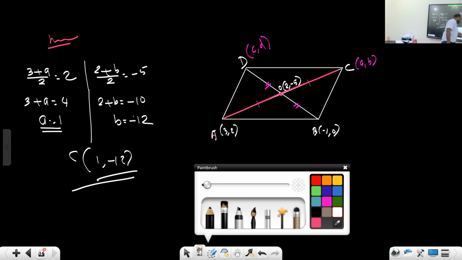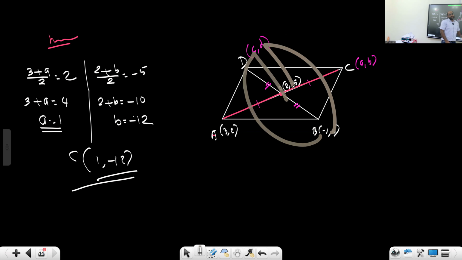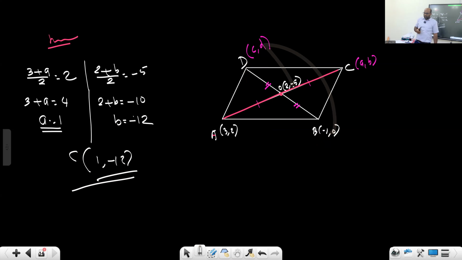Same way you can do here. Tell me, the x value first: -1 plus D by 2 equal to 2. 0 plus D by 2 equal to -5. That you try. Please make it fast. You finished?